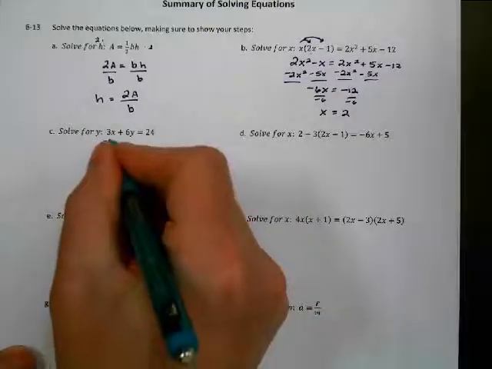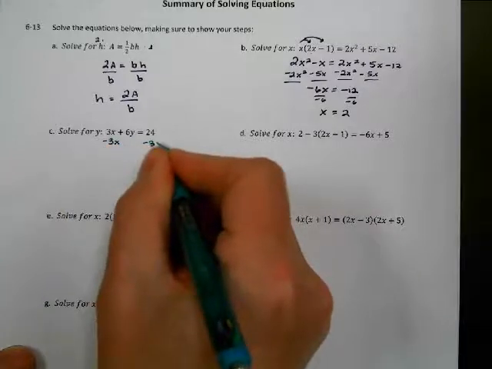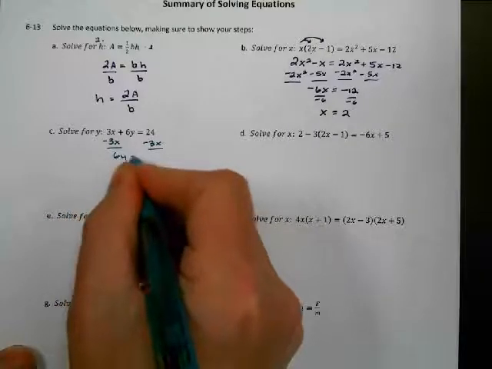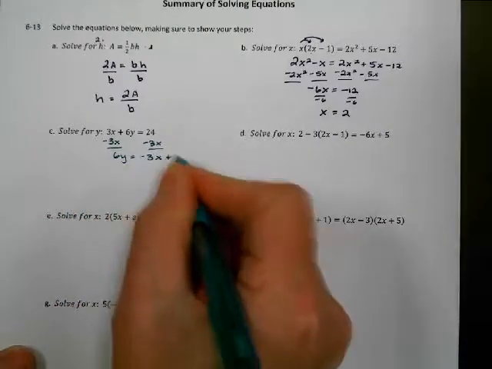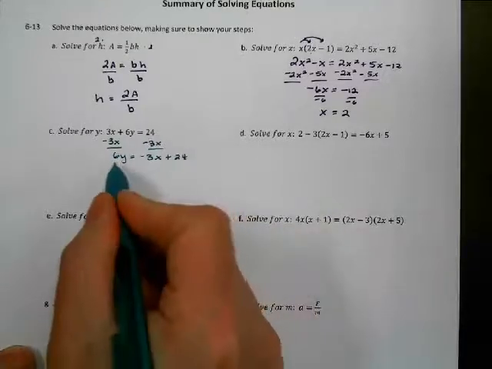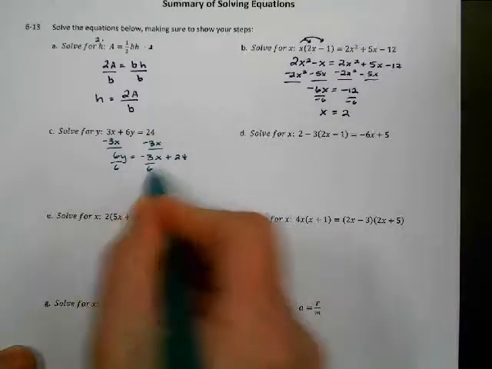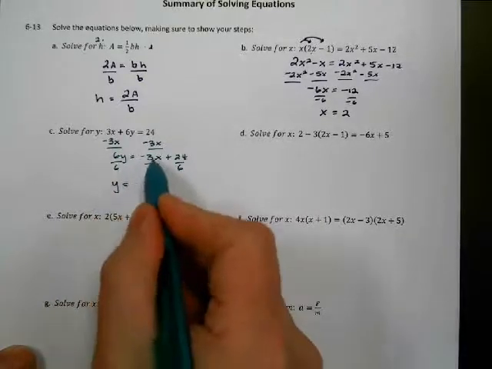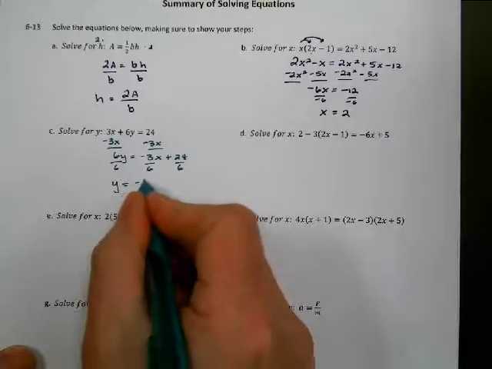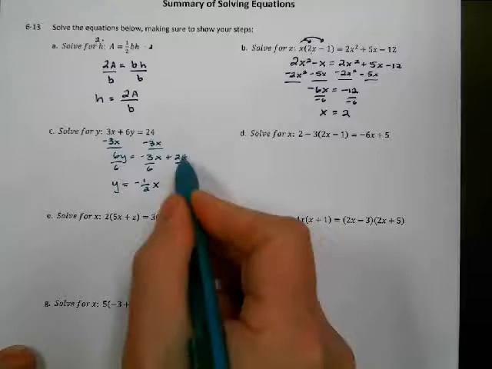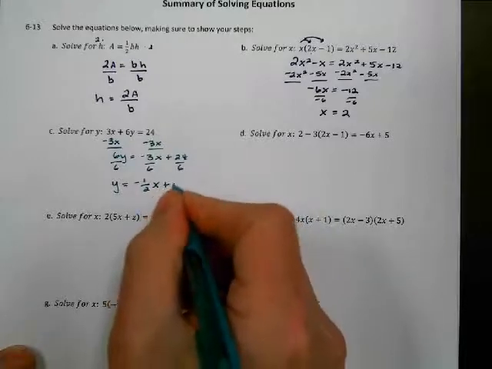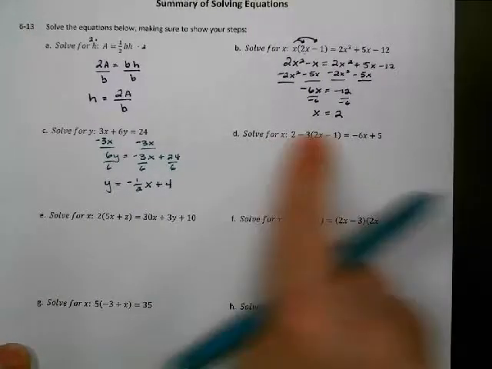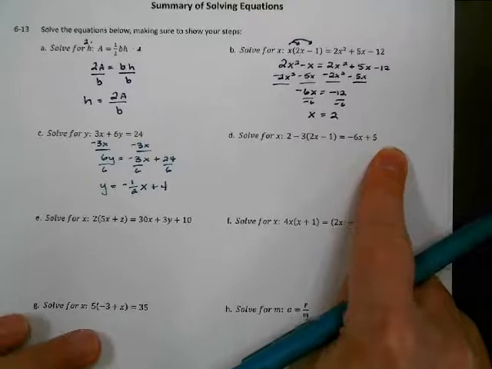So I would start by subtracting 3x from both sides using my subtraction property of equality, and I'd get 6y is equal to negative 3x plus 24. And then I'd use my division property of equality and divide everything by 6. So over here I've got y equals negative 3 divided by 6 is negative 1/2, and then 24 divided by 6 is 4. So I get y equals negative 1/2x plus 4.